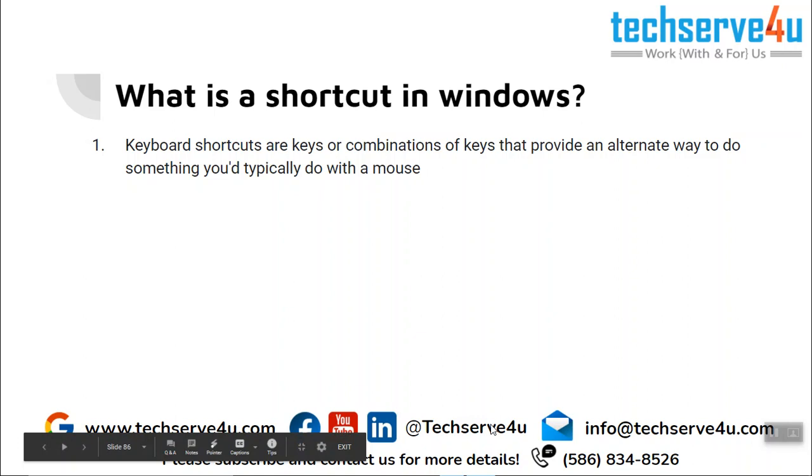So what is a shortcut in Windows? Keyboard shortcuts are combinations of keys that you press to perform an action that you would manually do with the mouse. So now you can use the keyboard to do the same thing that you would do with the mouse.